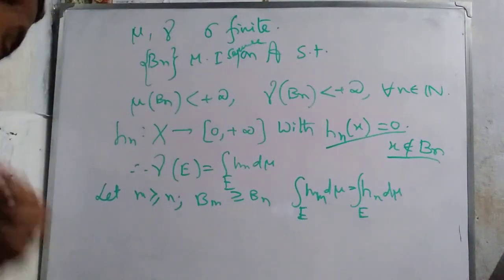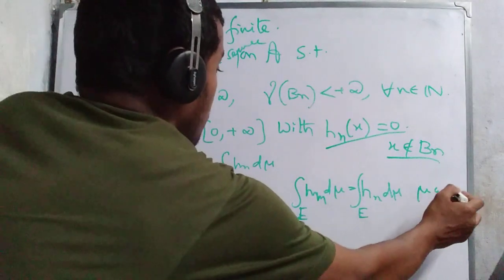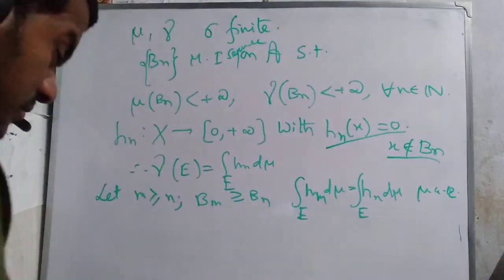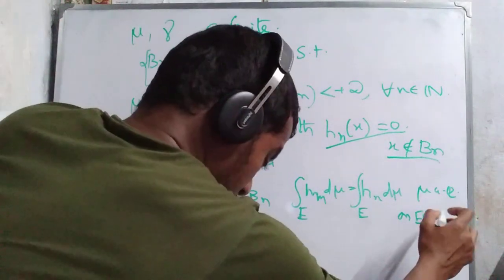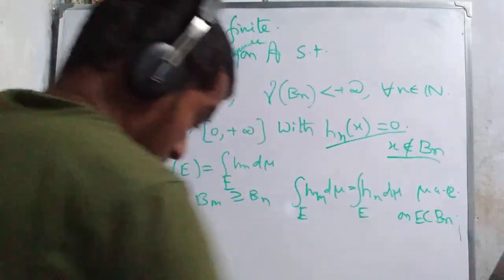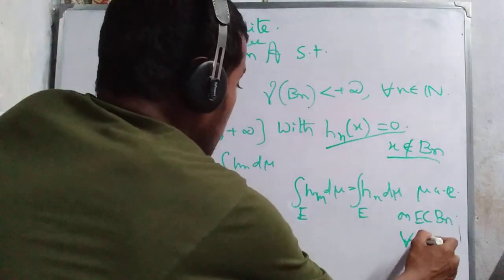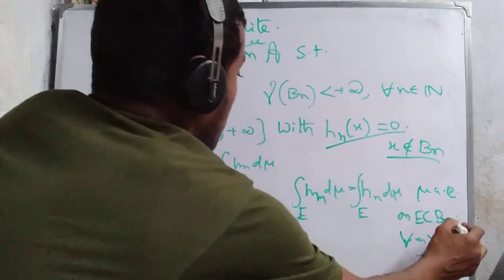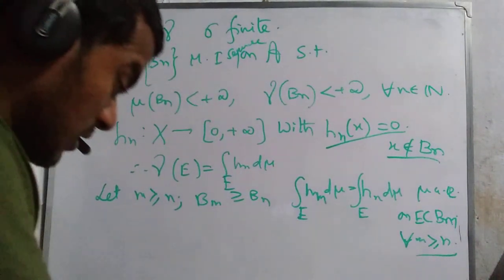Okay, this one mu almost everywhere on E subset of Bn. Okay, then what happened for all m greater than or equal to n? Here Bm or Pm, you write as you wish.